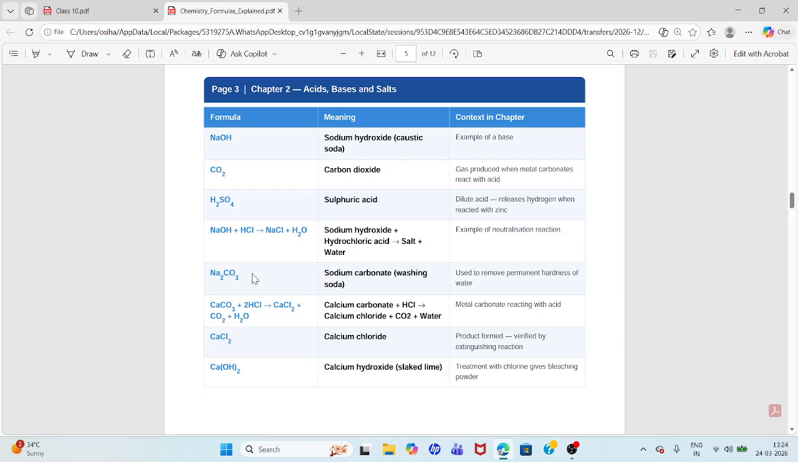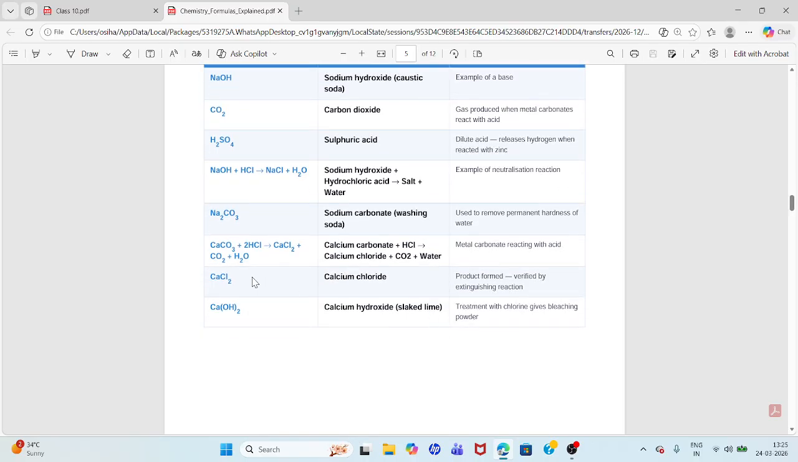Na2CO3, sodium carbonate, washing soda. CaCO3 plus 2HCl gives rise to CaCl2 plus CO2 plus H2O. Calcium carbonate plus hydrochloric acid gives calcium chloride plus carbon dioxide plus water. CaCl2, calcium chloride. Ca(OH)2, calcium hydroxide. Another name: slaked lime.